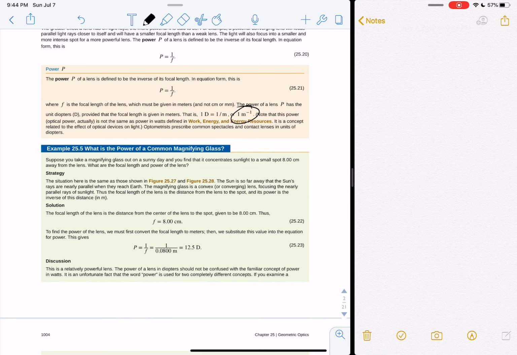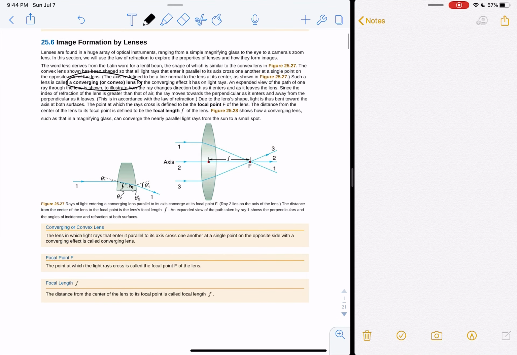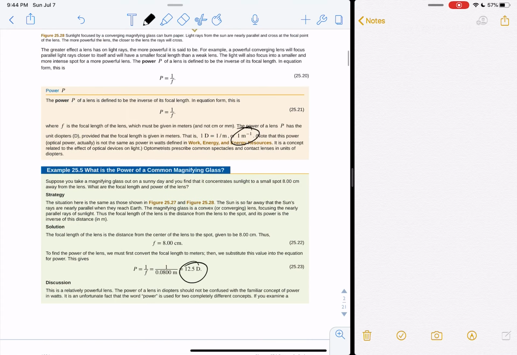So let's say you've got a focal length of 8 centimeters on your lens. What's the power of it? It's 1 over 0.08, and so that tells you that it's 12.5 diopters. So that means that this distance here would be 8 centimeters.